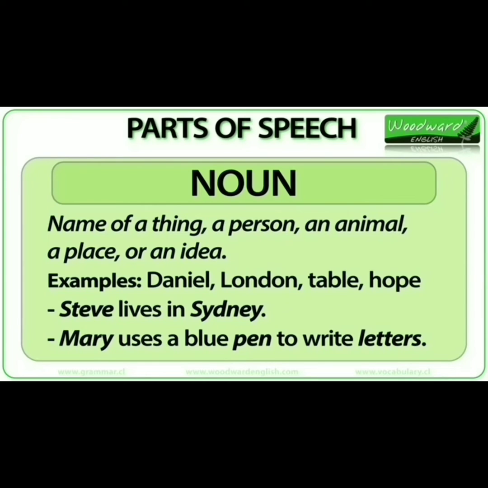Take another example. Mary uses a blue pen to write letters. Here, Mary is the name of a person. Pen and letters are the names of things. So there are 3 nouns: Mary, pen, and letters.